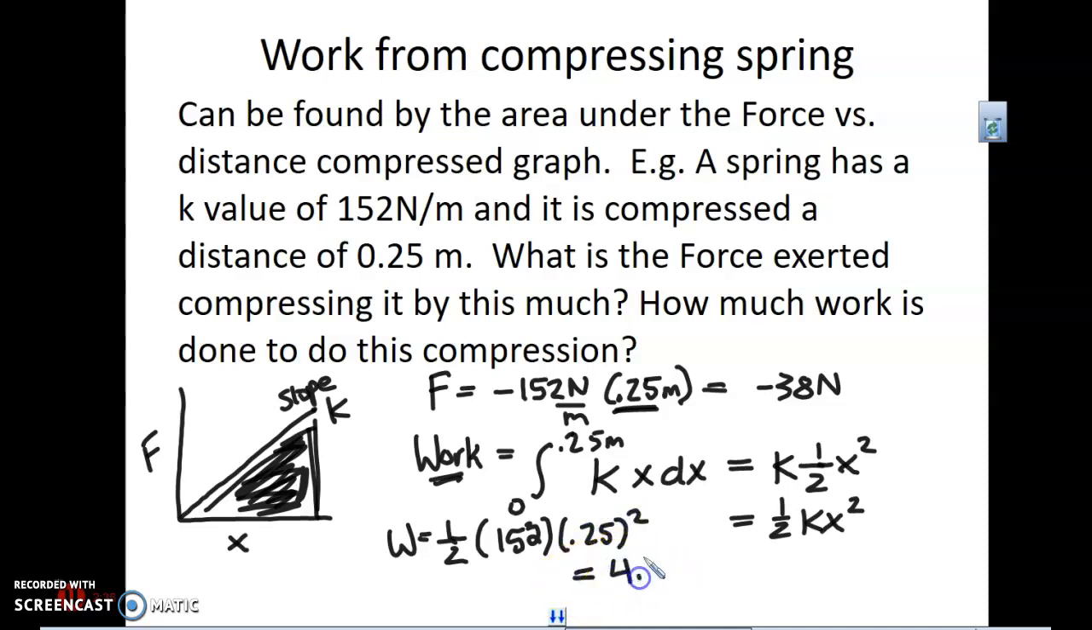And that's where you're going to get the work that's being done. Okay, so we can calculate the restoring force. It's just going to be your K value times how much it's stretched. At that point, that's how much the restoring force is. If you want to know the entire amount of work that it took to get to that point, you're going to want to use 1/2 kx squared.